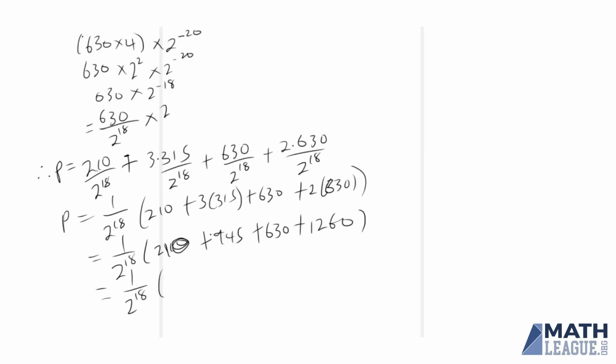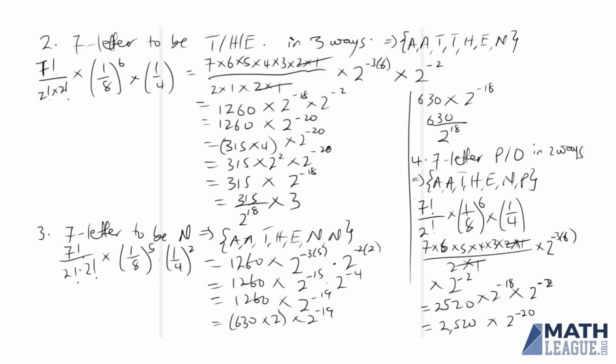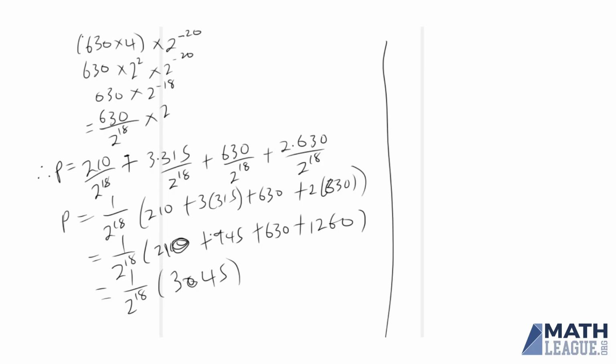Now we add everything in our bracket. So 210 plus 945 plus 630 plus 1260, that will be 3045. And don't forget that the question told us to compute. Let me go back to the question. The question says we should compute 2 to the power 18 times P. Now we have found P, that is our probability. And P is given by this.